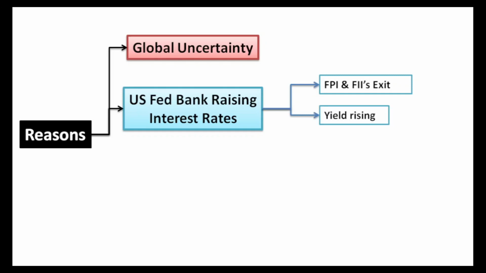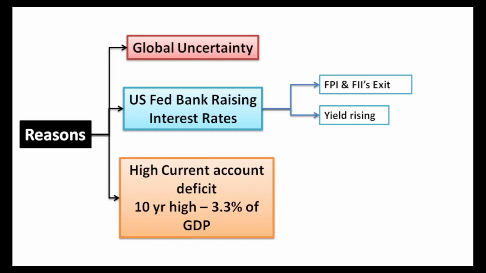Because interest rates are rising, the yields of the bonds are increasing. Yield is the amount of return that you get from your investment. What are you yielding from your investment? So from an investor's point of view, if you are getting more yield in some other market, why would you still want to invest in the Indian market? Obviously, you would take out your money and go to that foreign market. That is exactly what is happening now. The investors, the FPIs and FIIs, are taking out the money from the Indian market and moving to the US market.